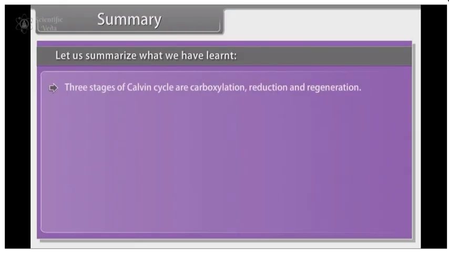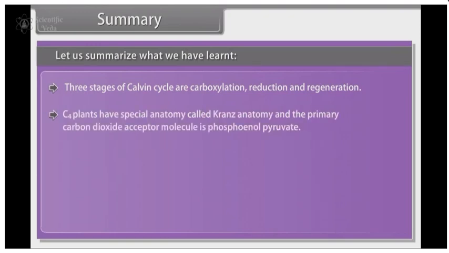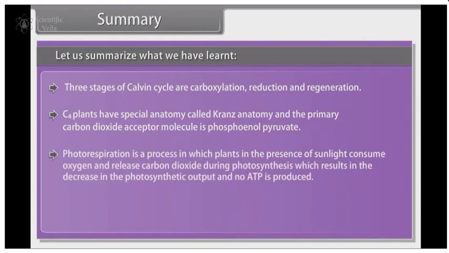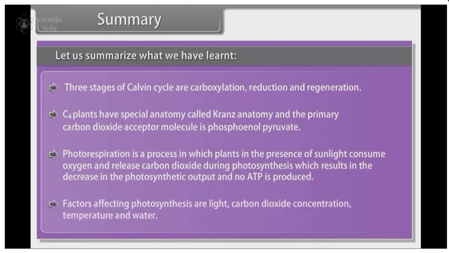The 3 stages of the Calvin cycle are carboxylation, reduction and regeneration. C4 plants have a special anatomy called Kranz anatomy, and the primary carbon dioxide acceptor molecule is phosphoenolpyruvate. Photorespiration is a process in which plants in the presence of sunlight consume oxygen and release carbon dioxide during photosynthesis, which results in the decrease in the photosynthetic output and no ATP is produced. Factors affecting photosynthesis are light, carbon dioxide concentration, temperature and water.